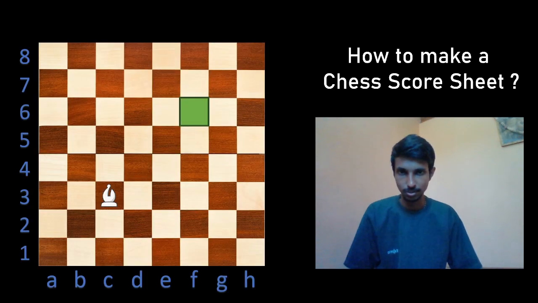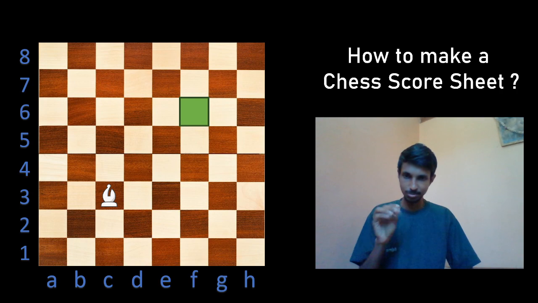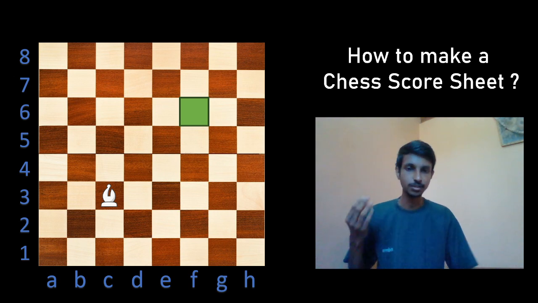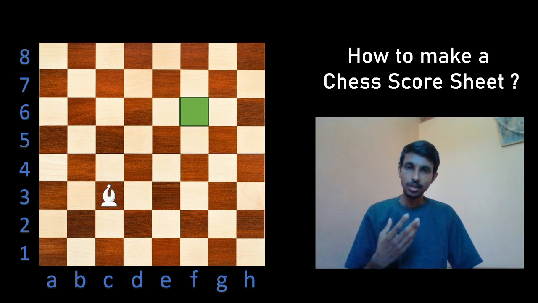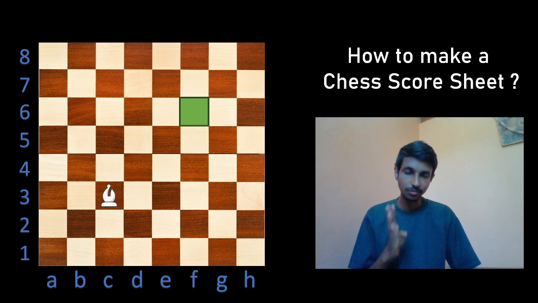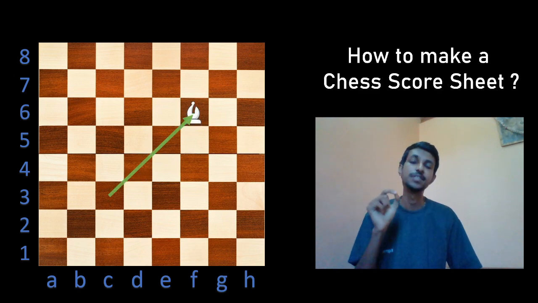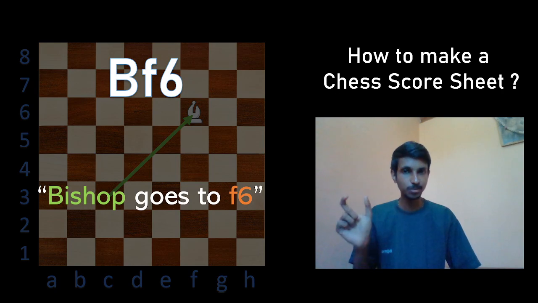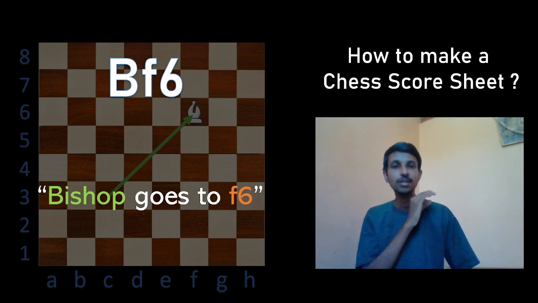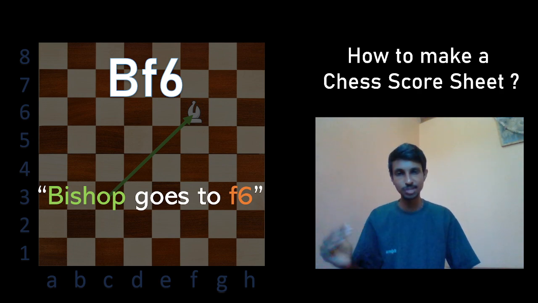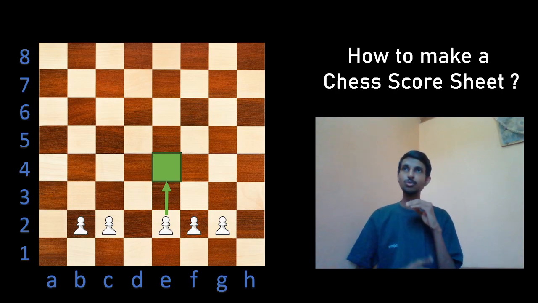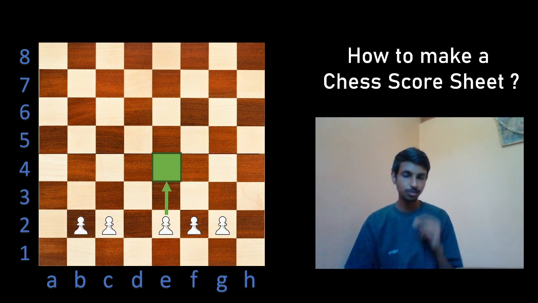Let's look at another example. Now there is a bishop somewhere on the board and it needs to go to the green square. How do you write this move? Look at the green square. How can we name the square? f6. So it is Bf6. Here the B represents the bishop and f6 represents the square. You read this as bishop goes to f6, or bishop to f6. Simple. Now, I told you there is a small confusion in pawns.